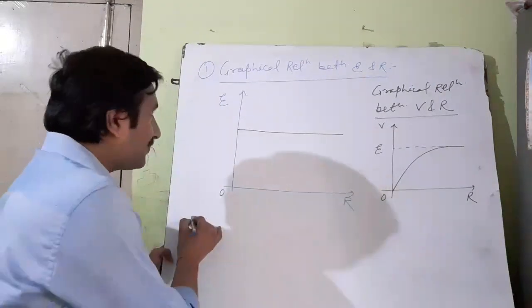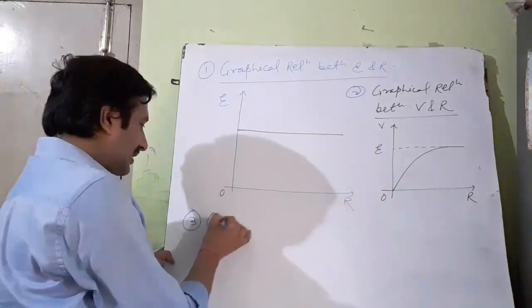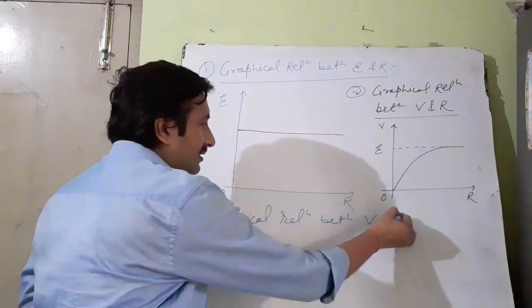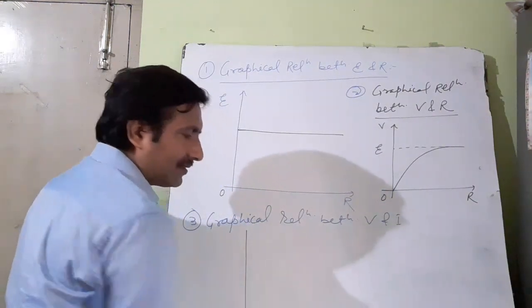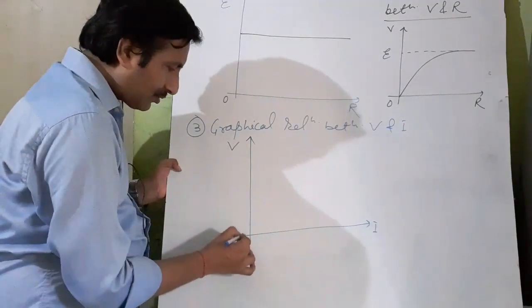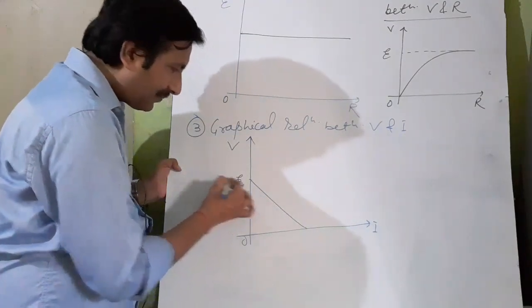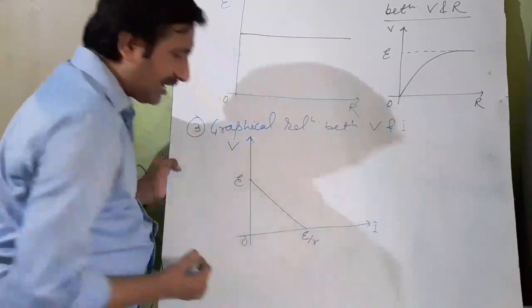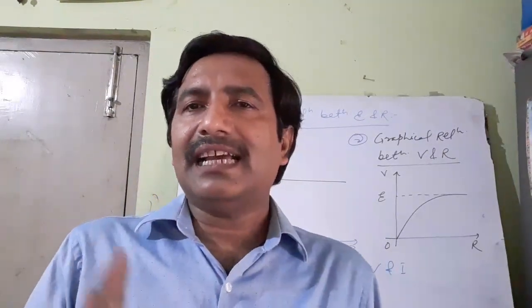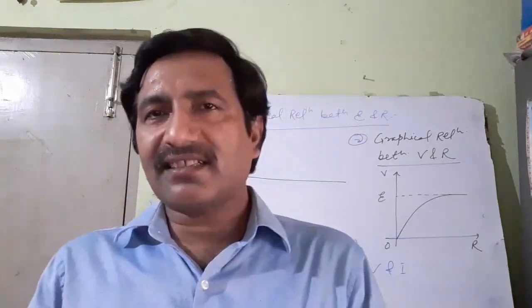And the third graph, this is the second one, is the graphical relation between V and I. This is I and this is V. This is O. This is called E and this is called E by r. So these three are the graphical relations: between E and R, between V and R, and between V and I. In board examinations, you can be asked to draw a graph related to this. Any one of the graphs can be asked, and it will be of 2 marks with description and 1 mark without description.